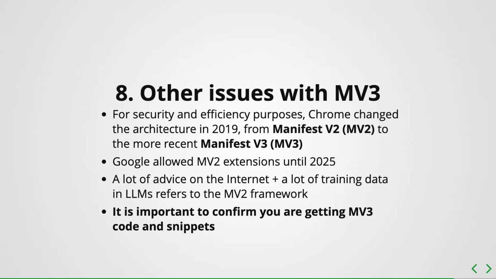So as I said, it is important to confirm you are getting Manifest v3 code and snippets. You can ask ChatGPT to make sure it's Manifest v3 and show you what the background worker is, for instance, because Manifest v2 doesn't have a background worker.